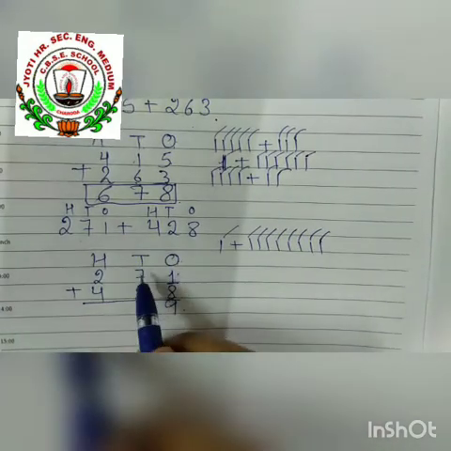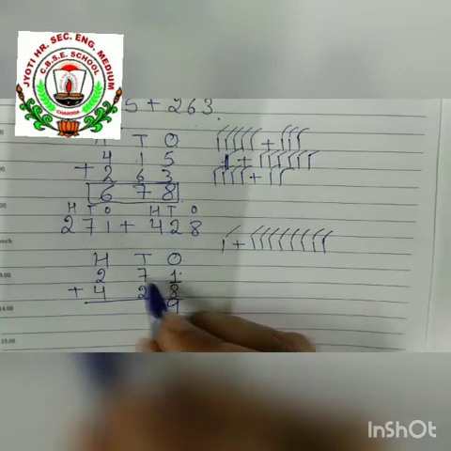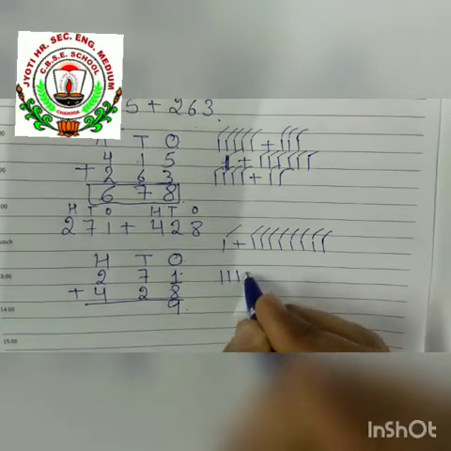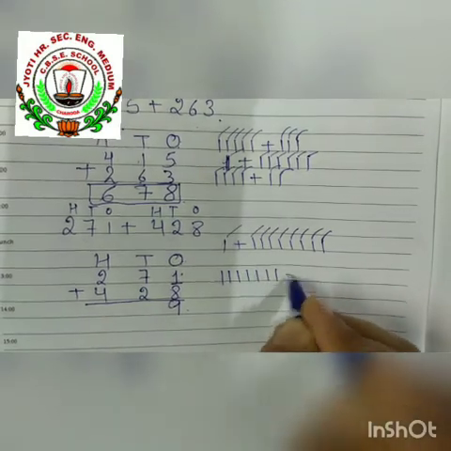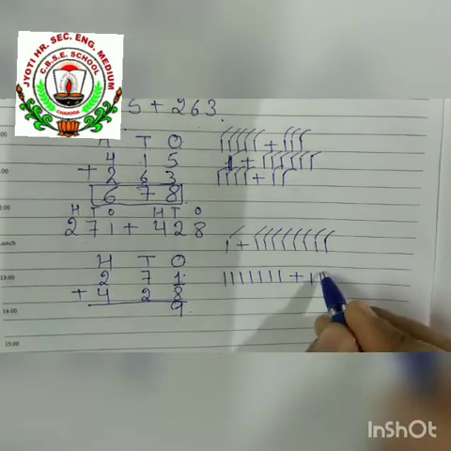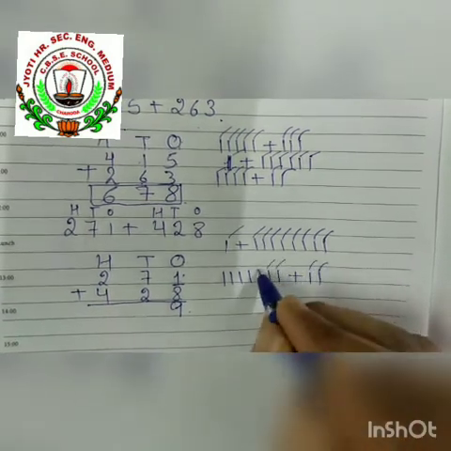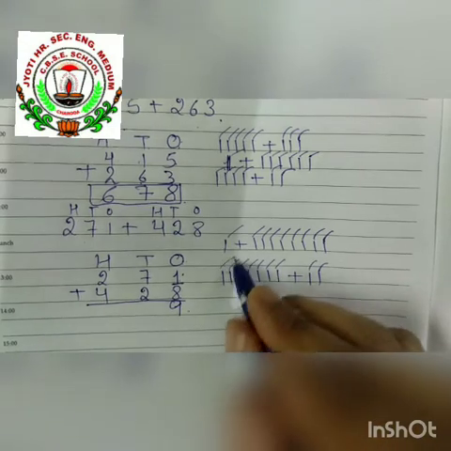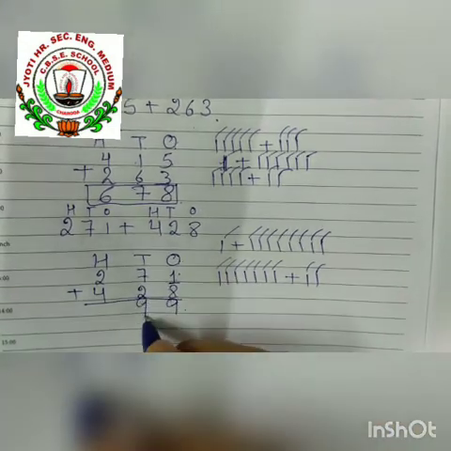Next, we will add the digit in the tens place. How much is it? 7. 1, 2, 3, 4, 5, 6, 7. Next, how much is it? 2. So, 1, 2. Now, the total is 1, 2, 3, 4, 5, 6, 7, 8, 9. 7 plus 2 is 9.